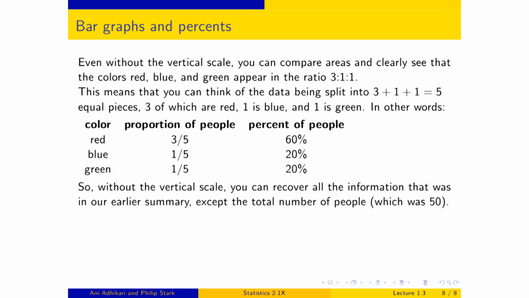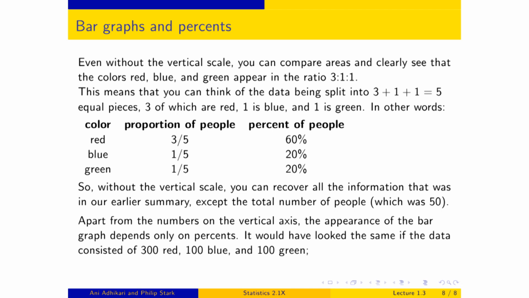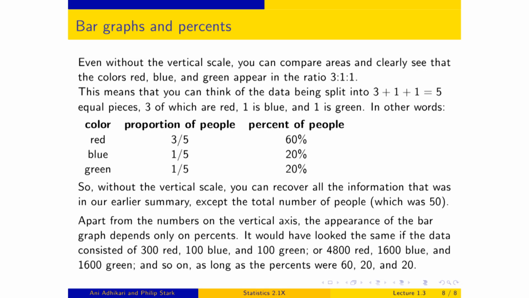And this leads to an important observation, which is that the bar graph, the sizes of the bars, depend on percents, not on exactly how many, not on counts, but on percents, so the count relative to the total. So that bar graph would have looked the same if you had started out with 300 red, 100 blue, and 100 green. Indeed, it would have looked the same had you started out with 4,800 red, 1,600 blue, and 1,600 green, rather strange numbers, but in the ratio 3:1:1. As long as the percents are 60%, 20%, and 20%, the bar graph will look exactly the same, apart from the numbers that you are placing on the vertical axis. The picture will look the same.